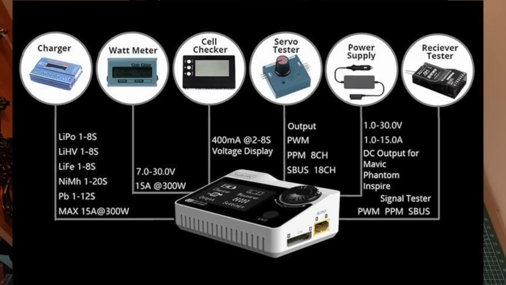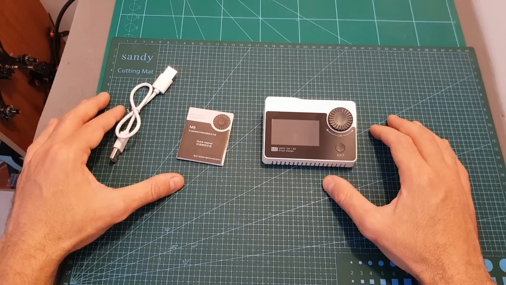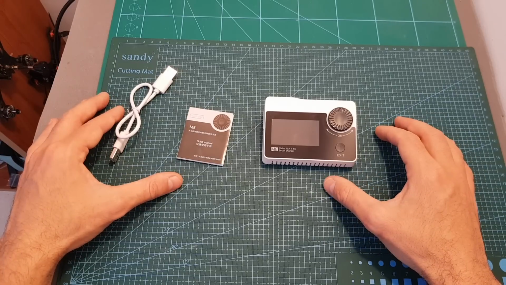Just as a quick rundown, this product will allow you to charge up to 8 cells Lipo batteries at maximum current of 15 amperes or 300 watts. In addition, it can also act as a wattmeter, cell checker, servo tester, power supply, and also as a receiver tester. Inside the box you can find the M8 smart charger.